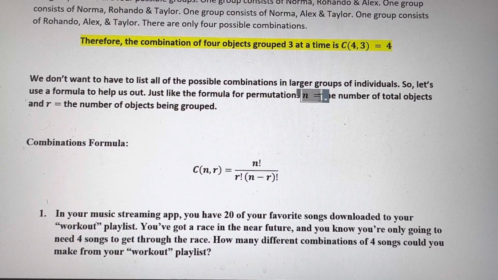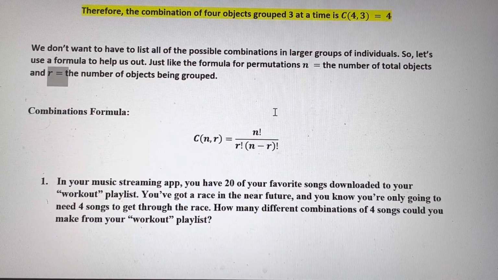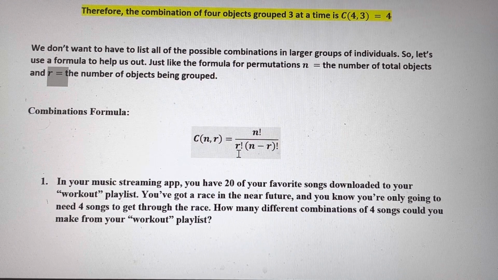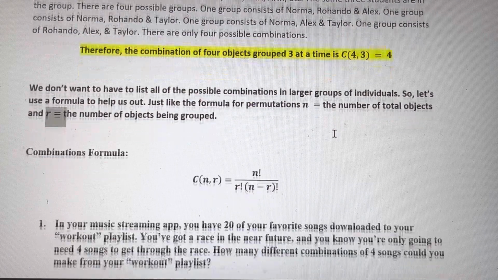So remember, N is the total number of objects, R is the number that we're placing into groups, okay? And the formula looks a lot like the permutations formula. Notice the numerator is the same, and this parenthetical part here is the same. There's one addition, though, in the denominator. We're going to divide by R factorial. And what that does is it eliminates the repetition, okay? It eliminates some of these. Remember, all of these groups were the same because order doesn't matter, so it eliminates that repetition.